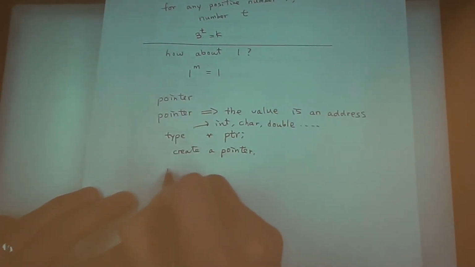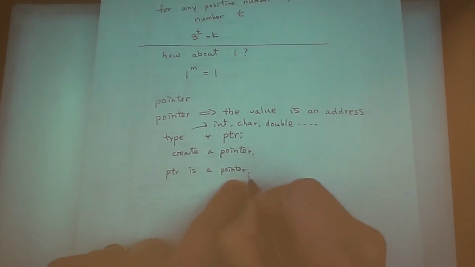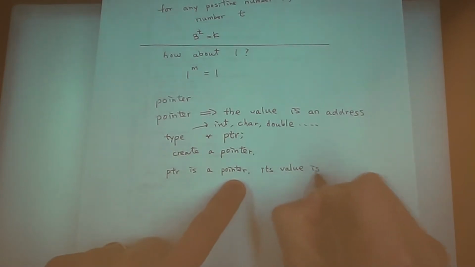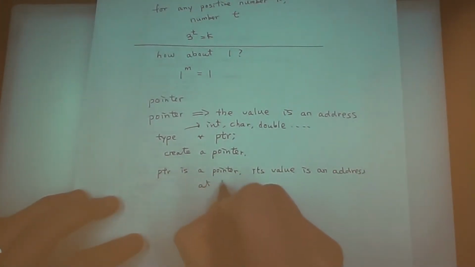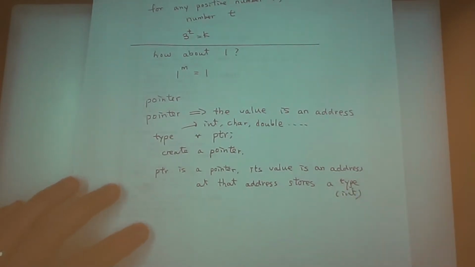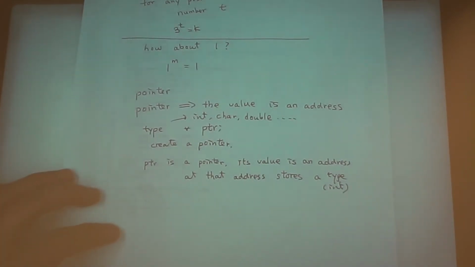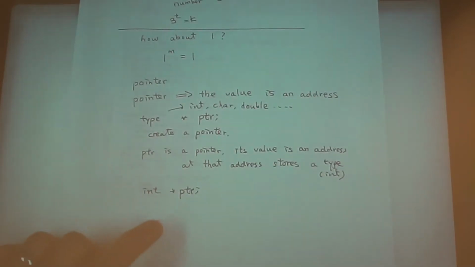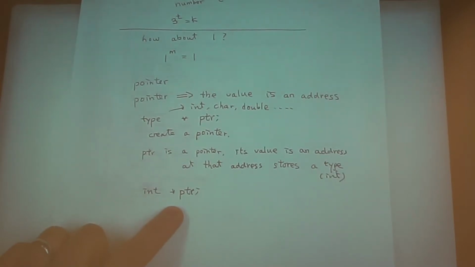What this means is PTR is a pointer, and we need to say more than that. When it is a pointer, it means its value is an address. And furthermore, at that address stores a type. For example, integer. So if I write this way, integer asterisk PTR, means PTR is going to be a pointer, and you will store an address. That address will be an integer.